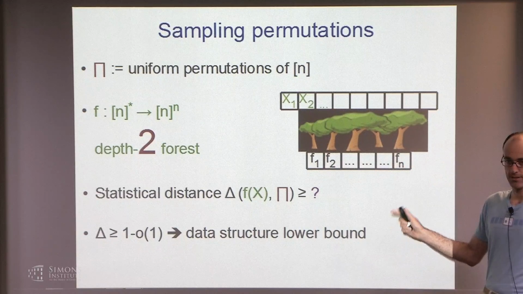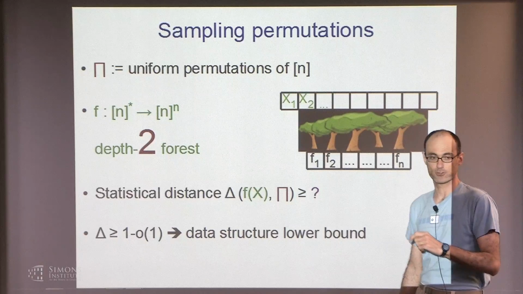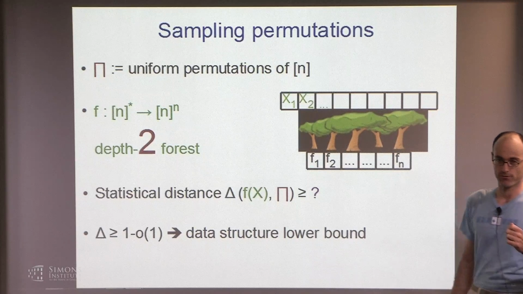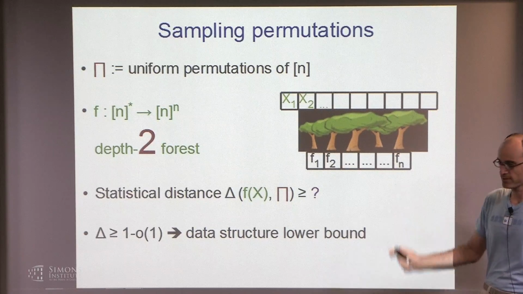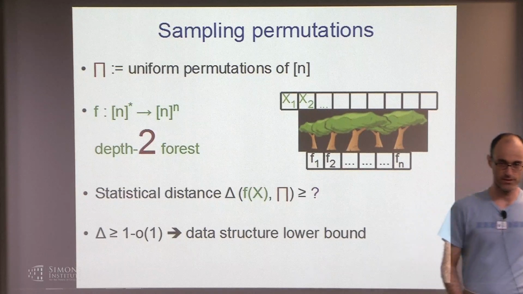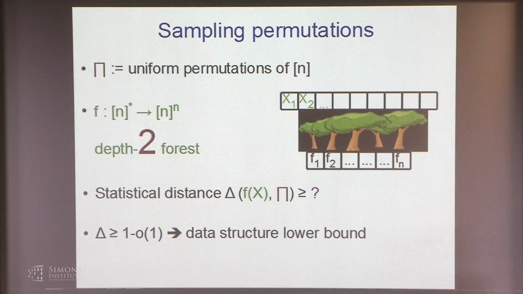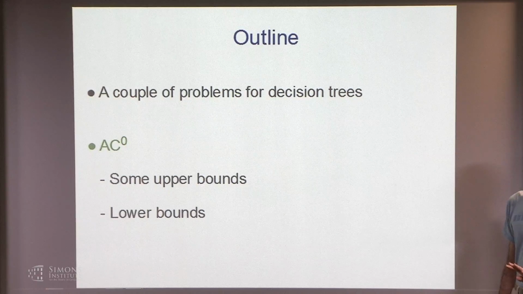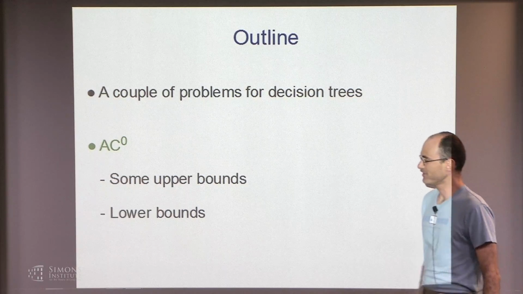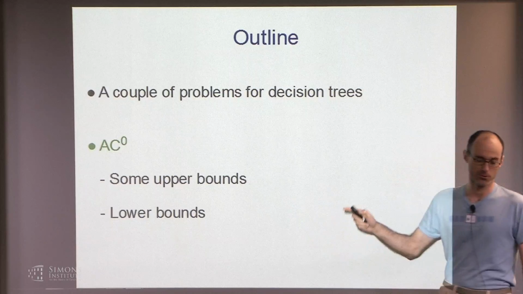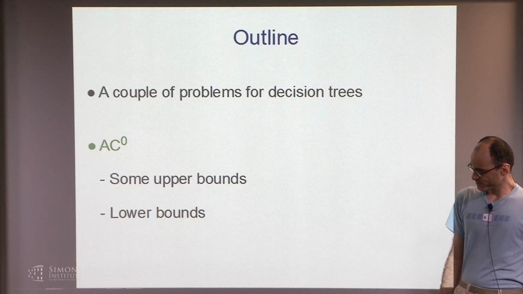The best upper bound is like log n. Actually, I'm going to give you later in this talk a very nice, I think, upper bound for AC0 for sampling permutations. Okay, so now I'm going to switch to AC0, though we will come back to trees for some lemmas.